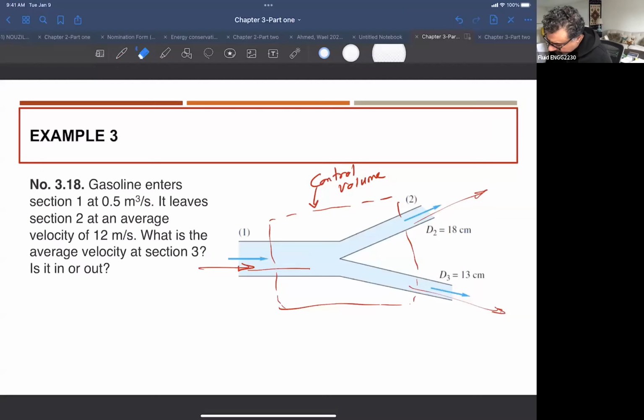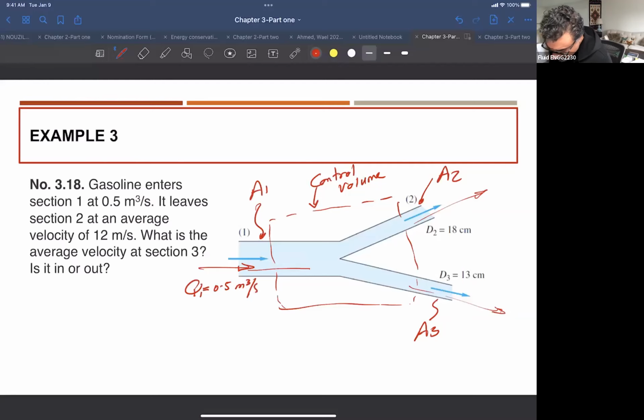So I have the diameters, so I have the area. So I have A3, I have A2, and I have A1. Gasoline enters section 1 at 0.5 meter cube per second. So Q1 is given, it is 0.5 meter cube per second. It leaves section 2 at an average velocity of 12 meter per second. So the velocity here is given as 12 meter per second. He's asking what will be the average velocity at section 3. Okay, so find out this V.